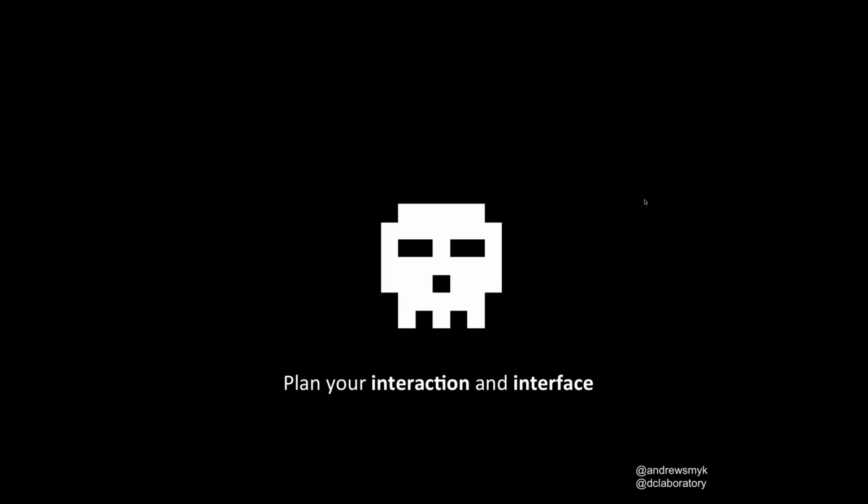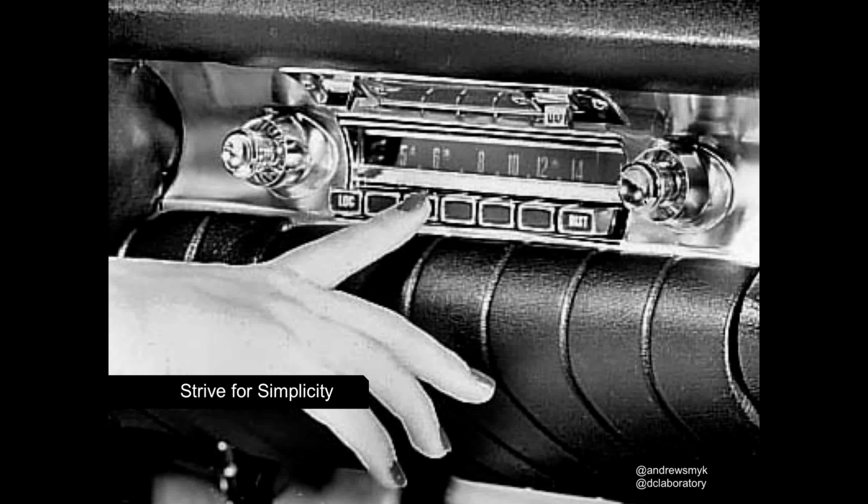And then again, I said plan your interactions and your interfaces because we don't know what will happen or where we'll be and how things will be going on. And then strive for simplicity. Back in the day, I remember my dad's car had the radio buttons. You only had 6 channels to choose from. Now users have thousands of information spots that they can go to, websites, applications that they can use. And you have to strive for simplicity to get the user to be able to do what they need to do.